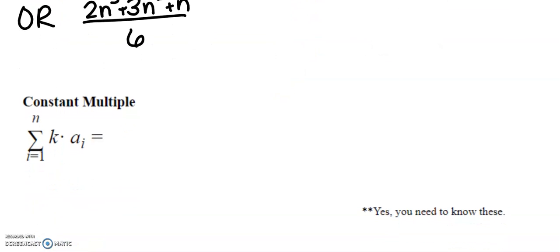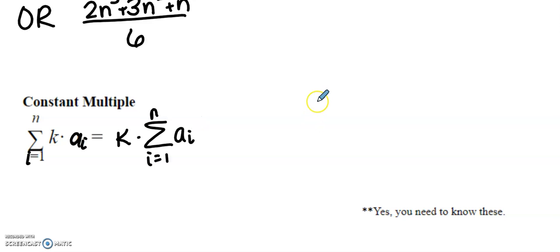The constant multiple rule. We've learned this one before. Because my index is I, this term has an I in it, so we're dependent on that, which means the K, the constant, can be taken out in front. Just like when we've taken derivatives, right? We can pull the K out and just kind of forget about it.